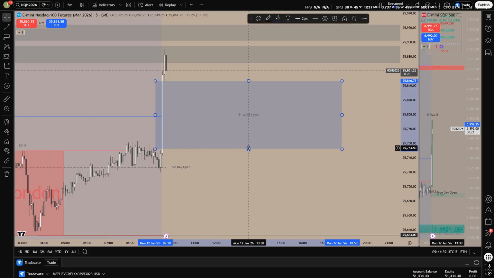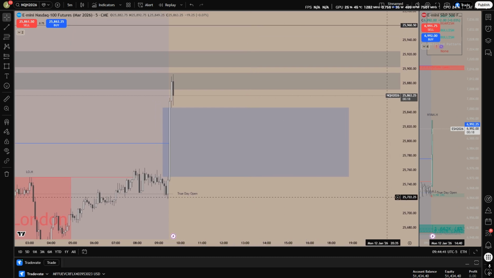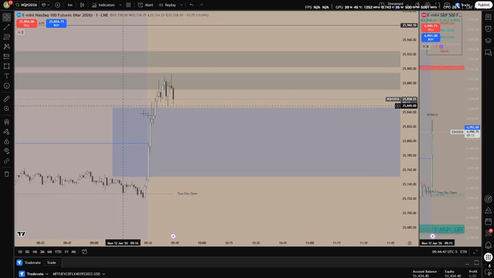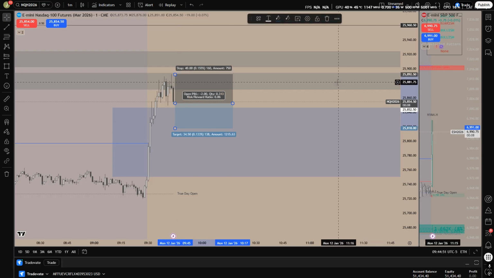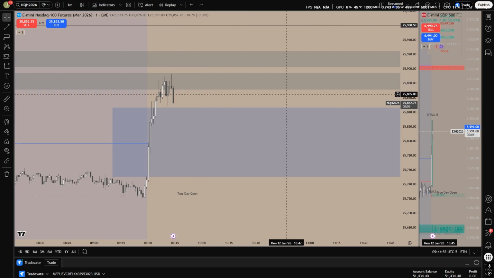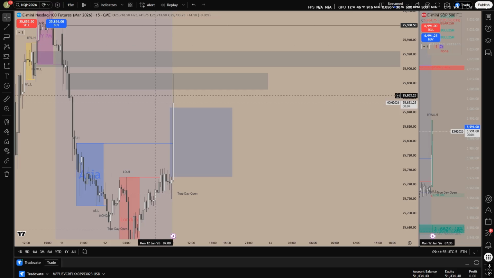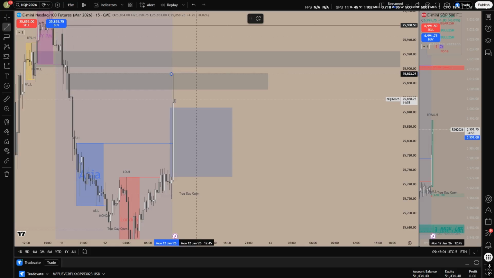I have to be patient and I have to wait to see how price reacts in this zone right here before I even think about selling, because I don't want to sell and then price rejects on me and stops me out. But this is good for my bias because we had a beautiful rejection off of this zone up here. Beautiful rejection. You see how we leave this big wick up here?